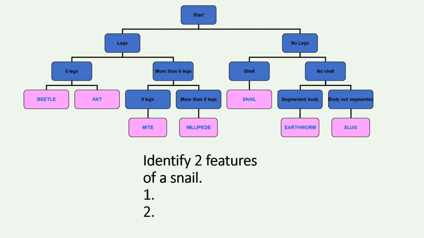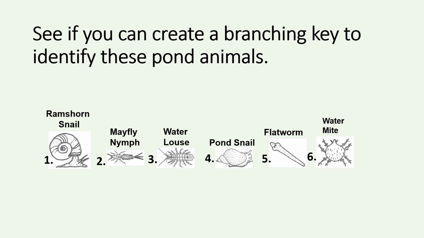So pause the video and try to identify 2 features of a snail before I go over the answers. So the answers would be that a snail has a shell and it has no legs. So its 2 features would be that it has a shell and it has no legs. So well done if you managed to get that correct. So see if you can create a branching key to identify these pond animals. So look at the features of all of these and try to separate them. So an obvious place to start might be that 1 or 2 of them have shells and the other ones don't have a shell. So that could separate them, and then think about legs, etc.